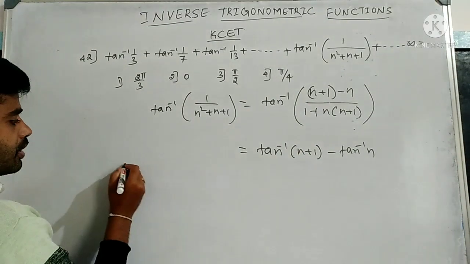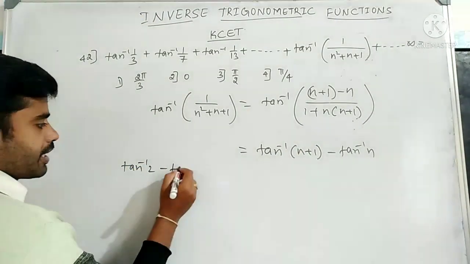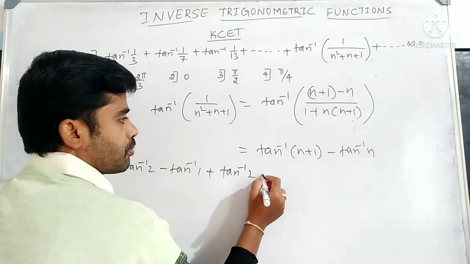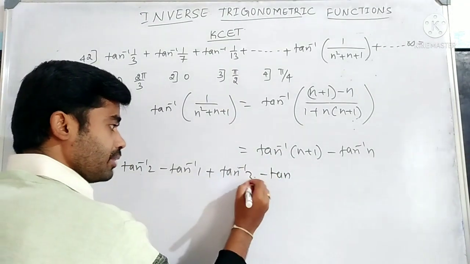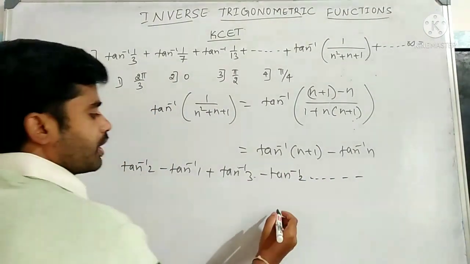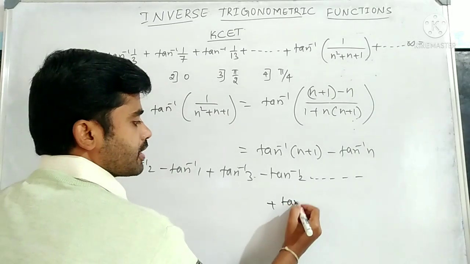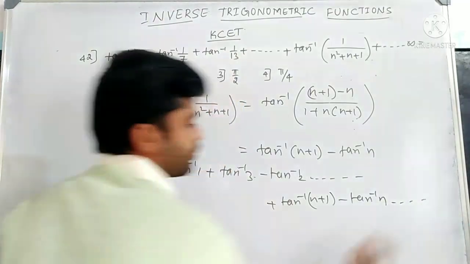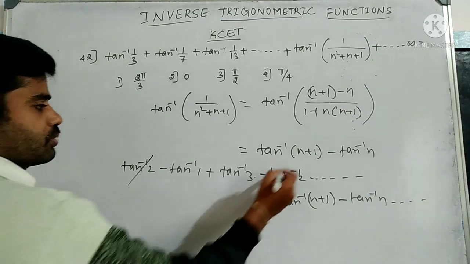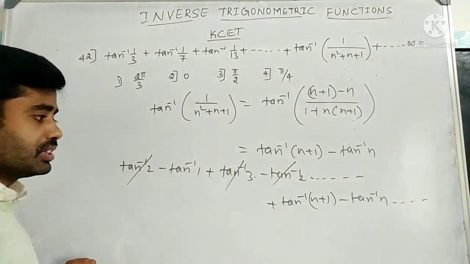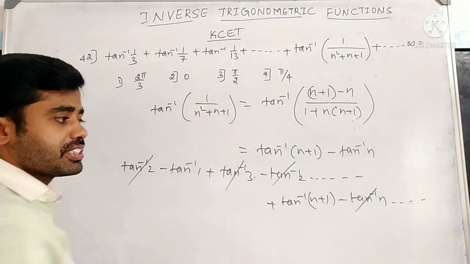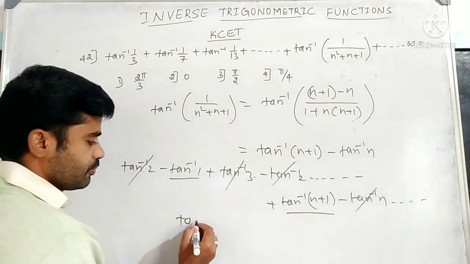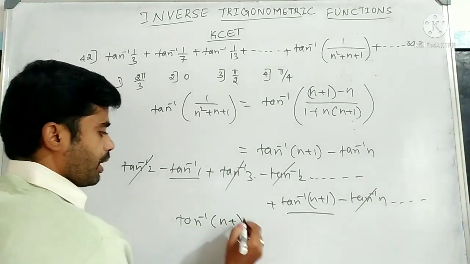First, if I fill in the values: tan inverse 2 minus tan inverse 1, plus tan inverse 3 minus tan inverse 2, like this and so on. What we will get? Plus tan inverse n plus 1 minus tan inverse n. Now tan inverse 2 minus tan inverse 2 will get cancelled, and tan inverse n also will get cancelled. Now we will be left with these two finally: tan inverse n plus 1 minus tan inverse 1.